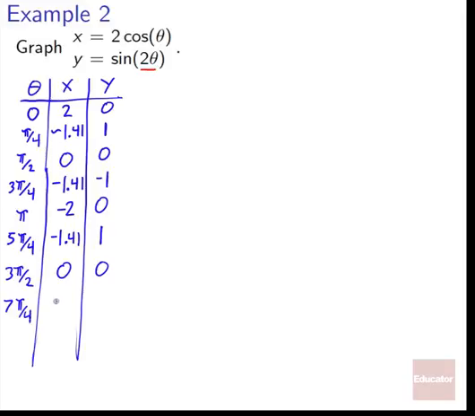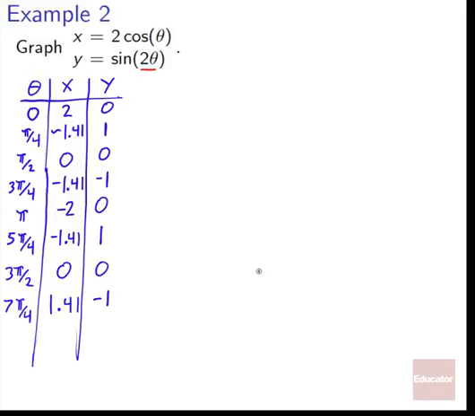7 pi over 4, we plug that in, that comes out to be around 1.41. 7 pi over 4 into sine of 2 theta, that comes out to be negative 1. Let's just write it out. 7 pi over 4 times 2 becomes 7 pi over 2, which is the same thing as 3 pi over 2, because we can subtract 4 pi over 2, and it will still be the same, because that's just one whole unit circle rotation. So that's the exact same thing, which explains why we get negative 1 out of there.